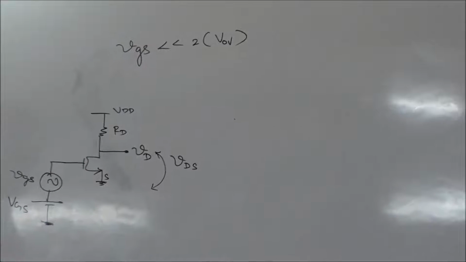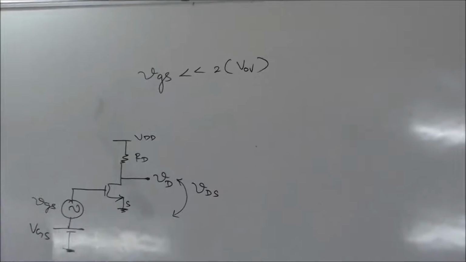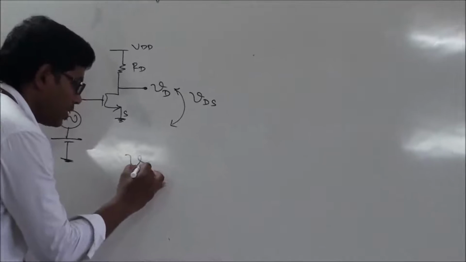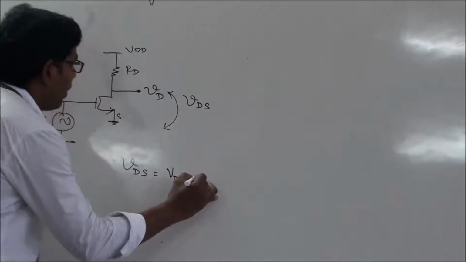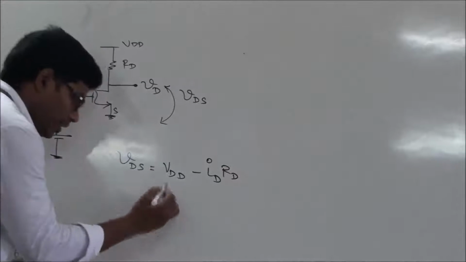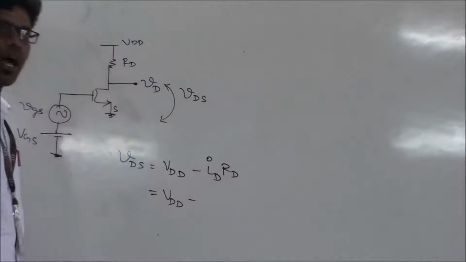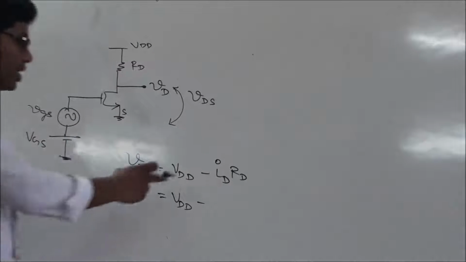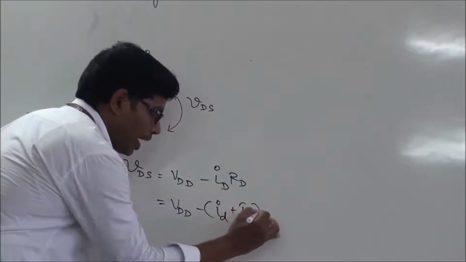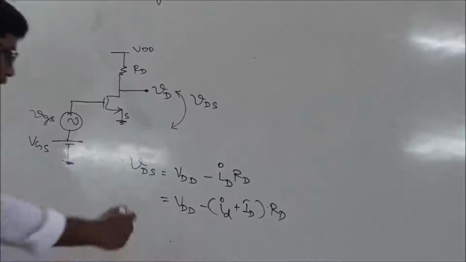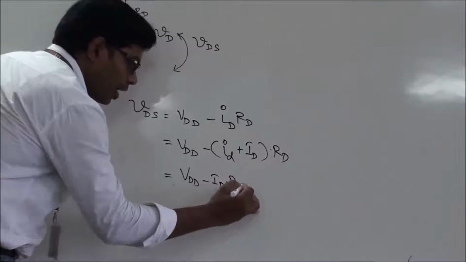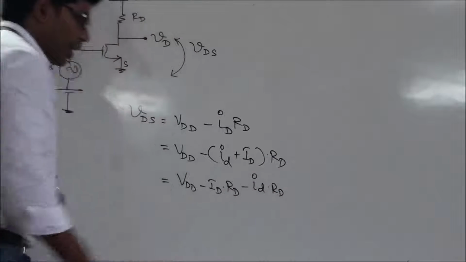Now let me find out what gain is involved in this circuit. Very simple. How do I get this vDS? vDS is VDD minus iD into RD, correct? Where again I can replace iD, since it is a summation of two currents, an AC current and a DC current. So small iD plus capital ID, into RD. I can write it like this, correct? Again you can simplify this as capital ID into RD minus small id into RD. Can I do like this?